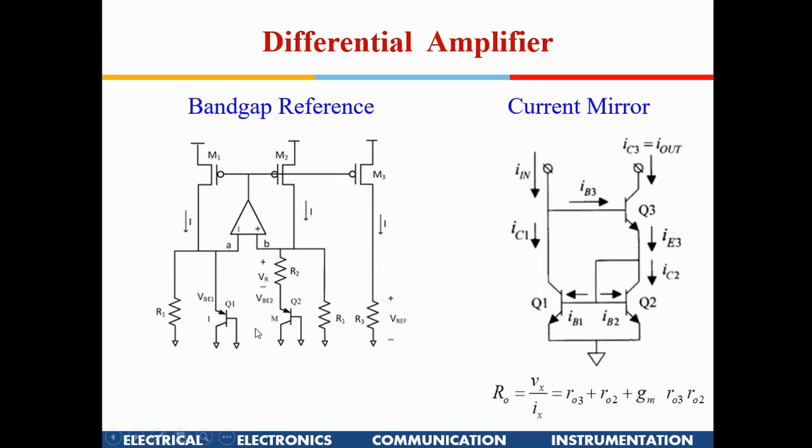I've just inserted this slide to give you a rough idea. I'm not going to get deep into this. This is a band gap reference. I told you we require current sources which are independent of VDD and temperature. You can go through many literatures which will give you how to make a band gap reference.